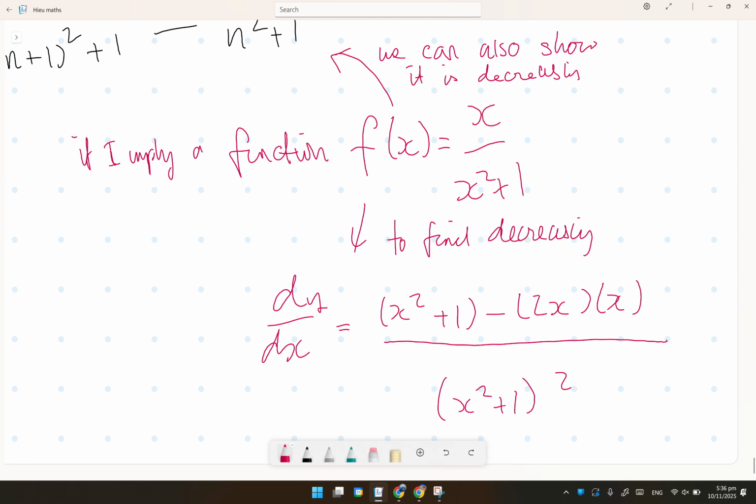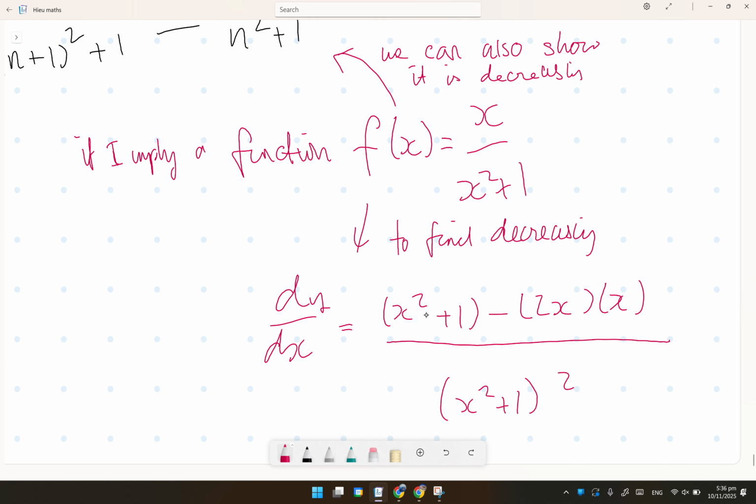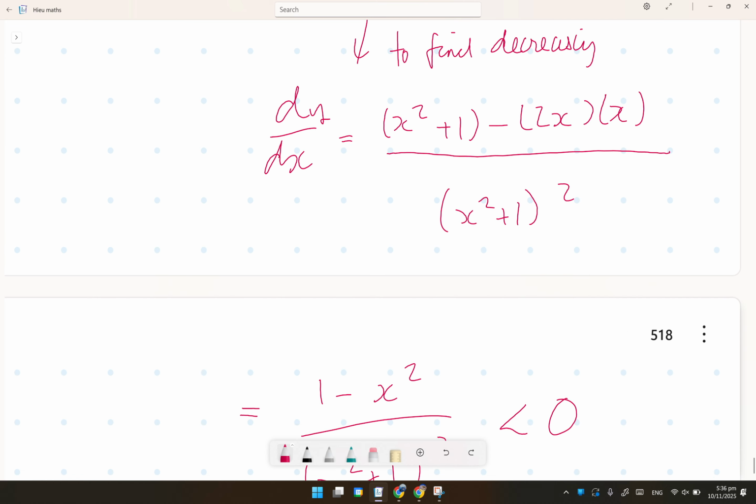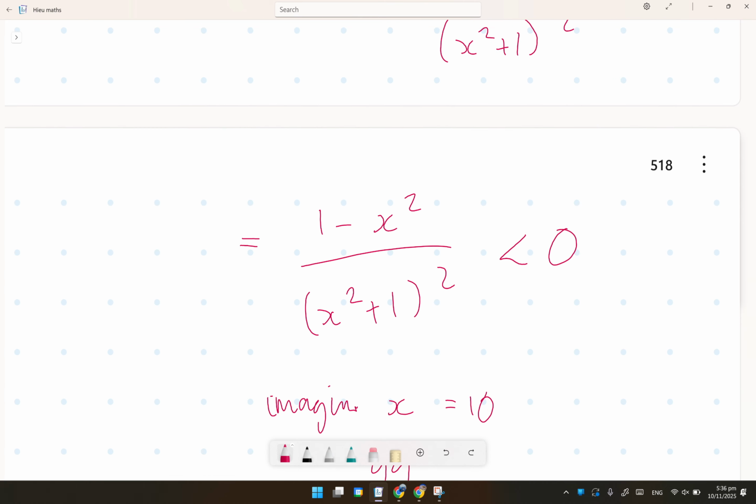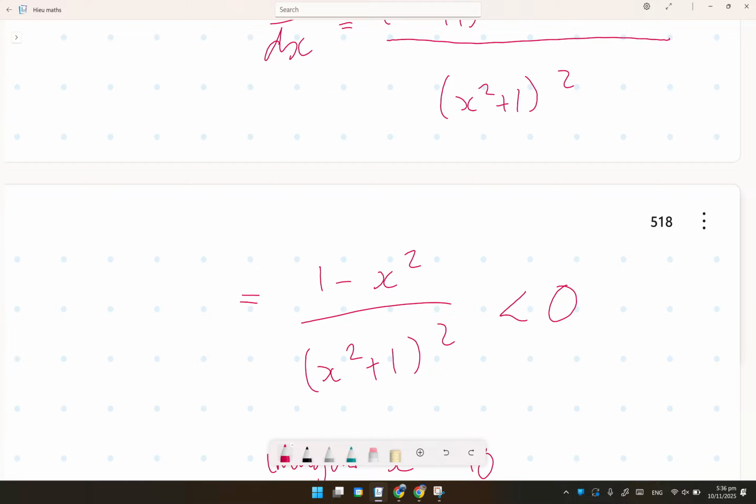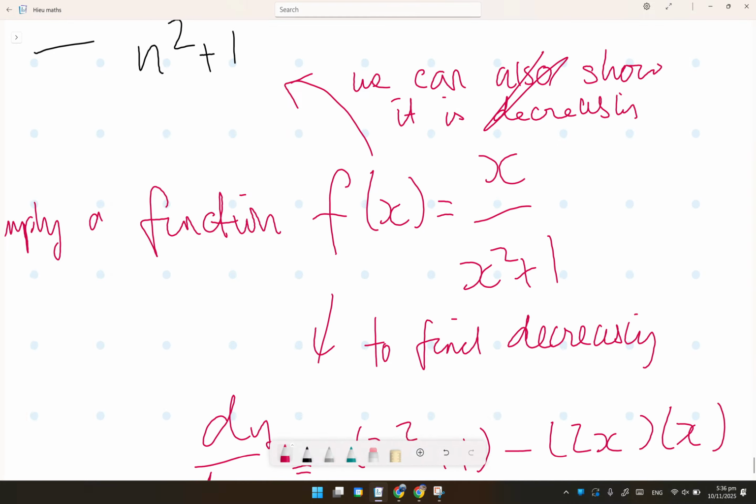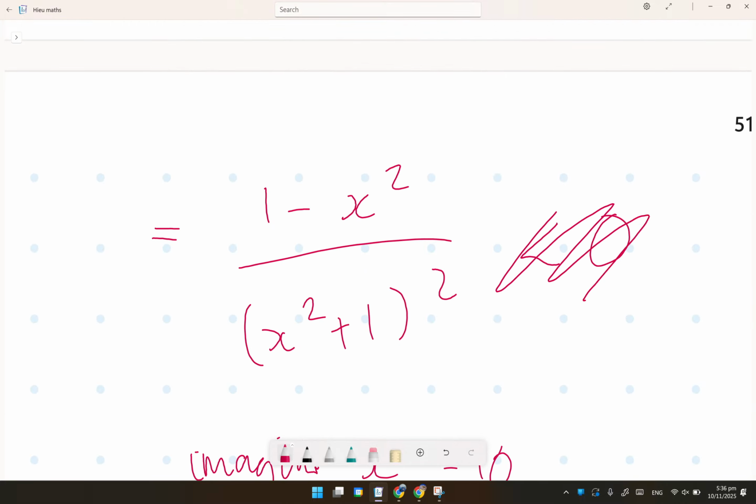So we derive this. This is a quotient rule. So it's going to be (x squared plus 1 minus 2x times x) over (x squared plus 1) all squared. And when you simplify that, what you get is (1 minus x squared) over (x squared plus 1) squared. And we know that this is less than 0 because this side is always going to be positive.